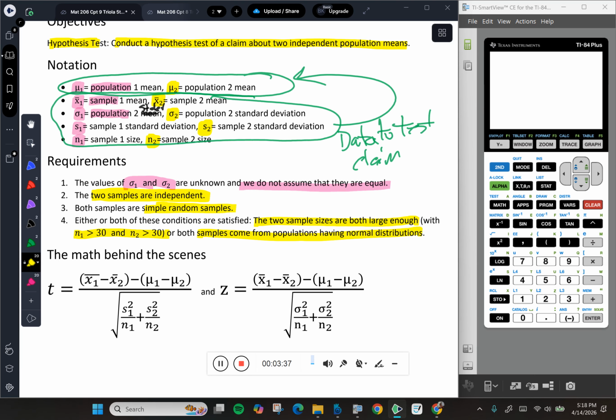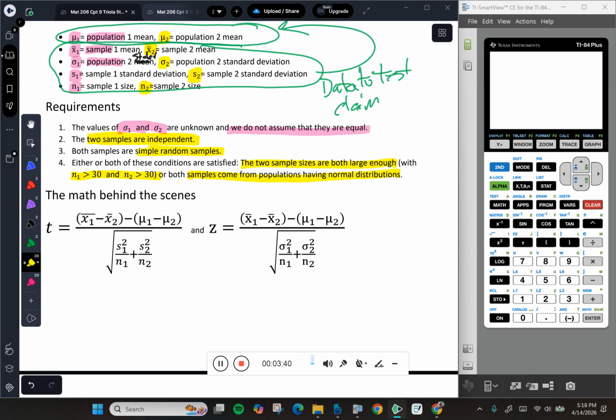Now, the math behind the scenes. The math behind the scenes is to take two data sets and turn them into one data set. The way that we do that is we turn them into either a t-score or a z-score, depending on what kind of standard deviations we know. If we know sample standard deviations, just like with one sample mean hypothesis testing, we use t's. If we have population standard deviation, we do z's.